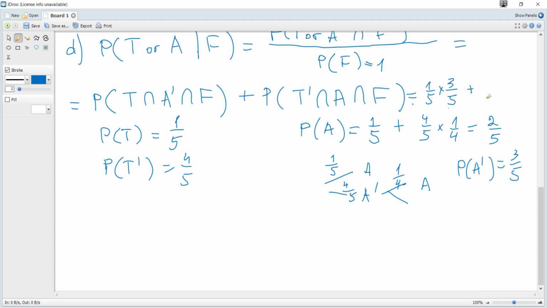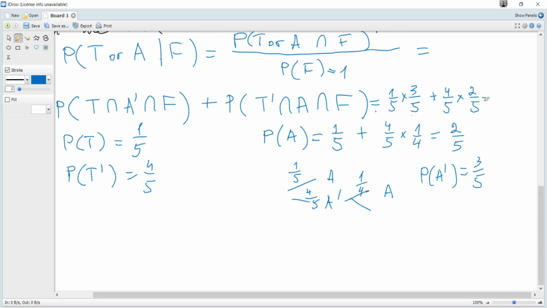Plus probability of not T is 4 over 5, multiplied by probability of A, it's 2 over 5, and in general it's probability of F, it's 1, so multiplied by 1, and we can see that it's 11 over 25.